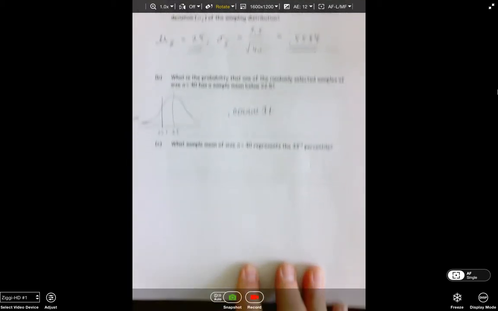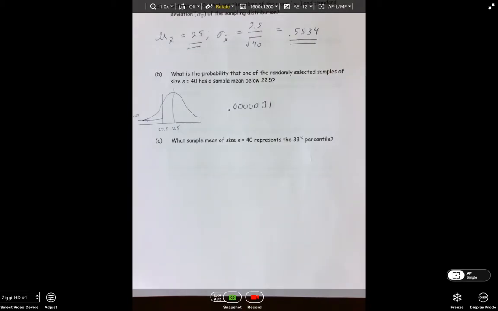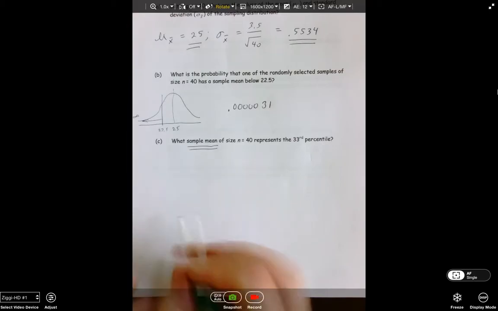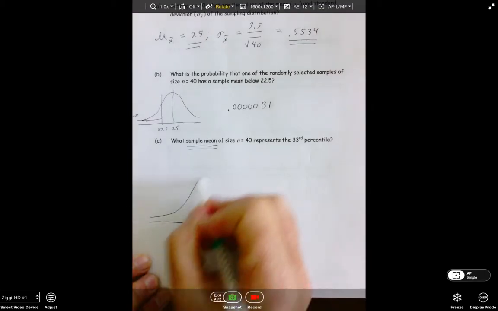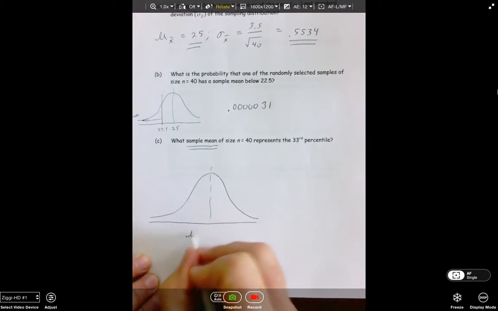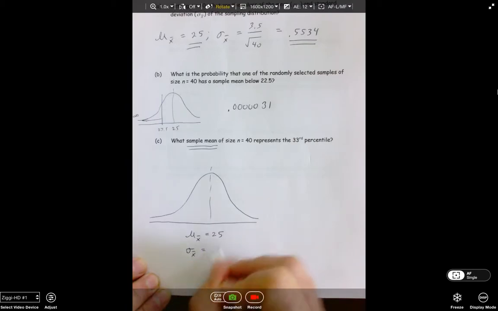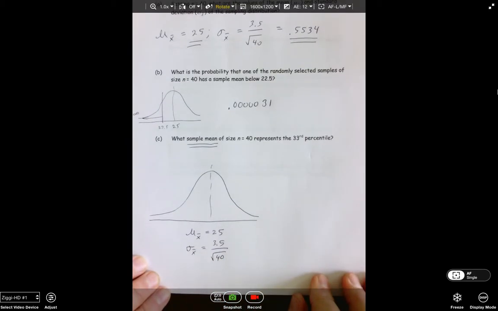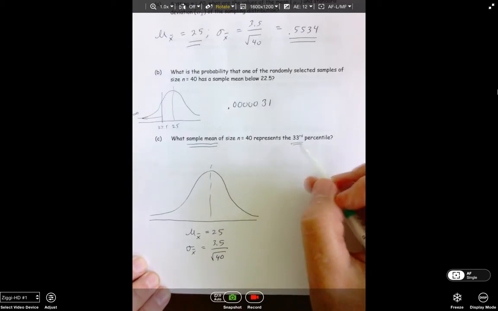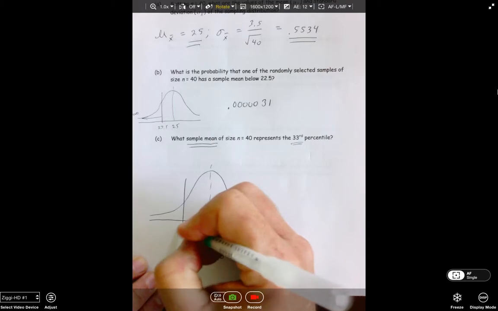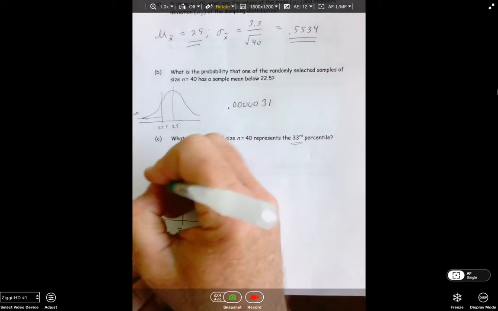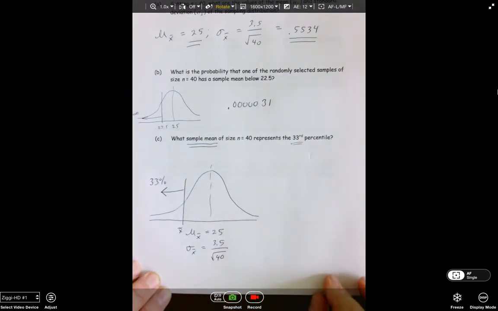All right, throwing you a little bit of a curveball on this one. What's the sample mean? Now, guys, this isn't asking a probability, proportion, percentage, anything like that. It's not. So we're not going to use the P key. We're not going to use that normal CDF. What we're asking here is we've got this normal distribution, which we know has a mean of 25 and a standard deviation of 3.5 over the square root of 40. We're asking which one of these represents the 33rd percentile. So guys, there's some sample mean right there that has 33% of all the other sample means below it.